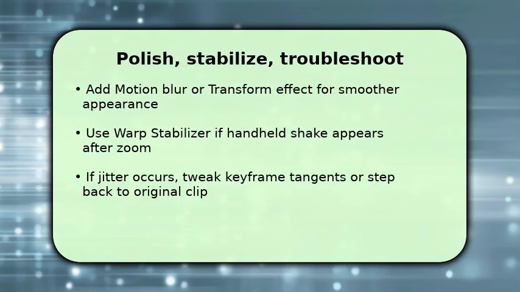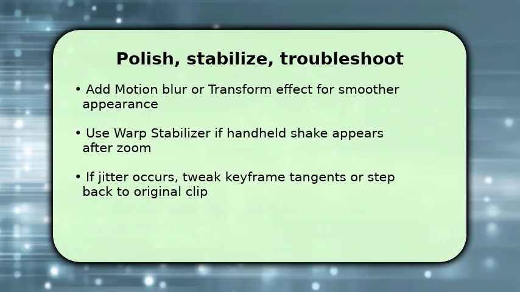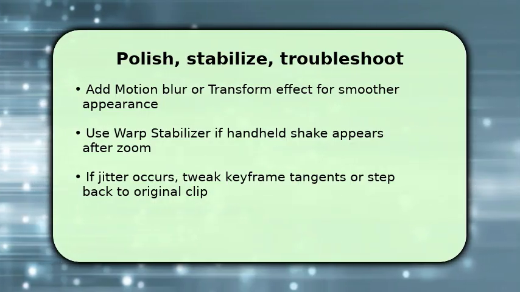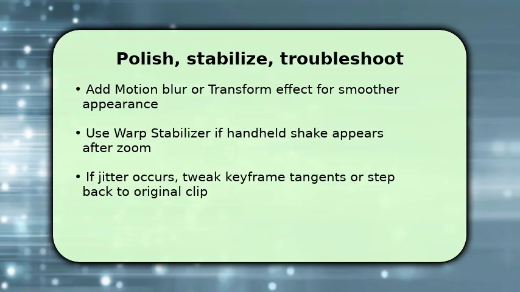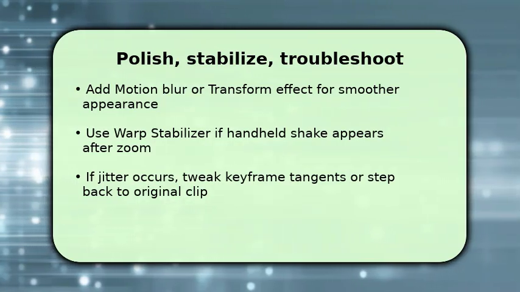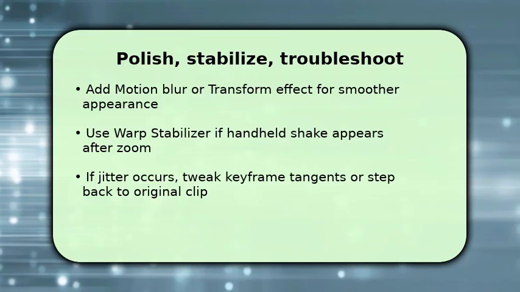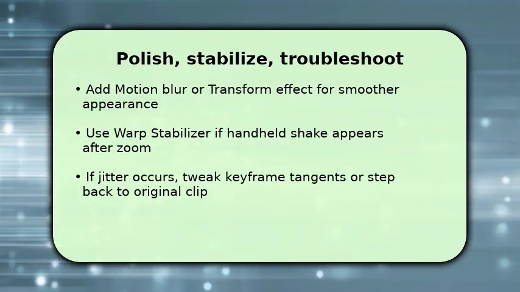To finish, add subtle motion blur or use the transform effect with shutter settings to enhance perceived smoothness. If zooming reveals camera shake, apply warp stabilizer before final keyframing or nest the clip and stabilize the nested sequence.